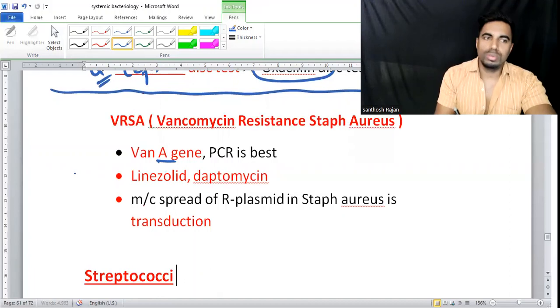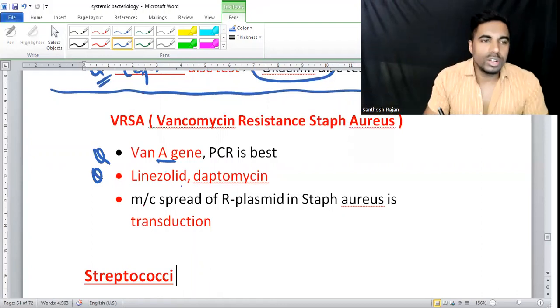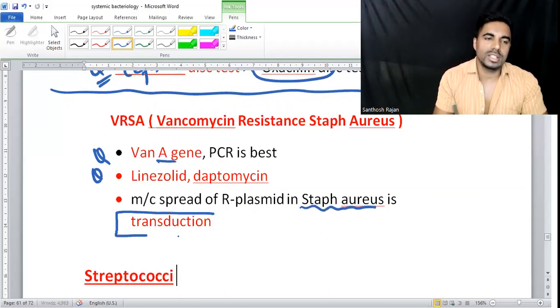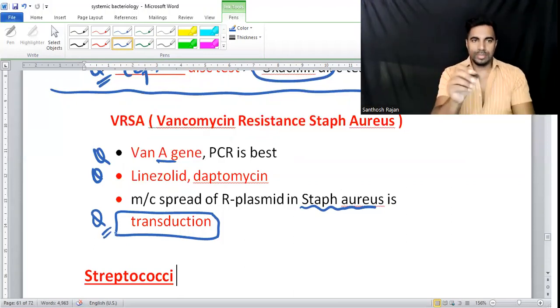And the treatment of choice would be linezolid and daptomycin. Yes, if vanco doesn't work, you go for linezolid. So vancomycin, daptomycin, linezolid, daptomycin. And the most common spread of this Staphylococcus aureus plasmid is transduction. This was asked. Not transformation, not conjugation, it's transduction. This R plasmid, this drug resistance, is because of transduction.